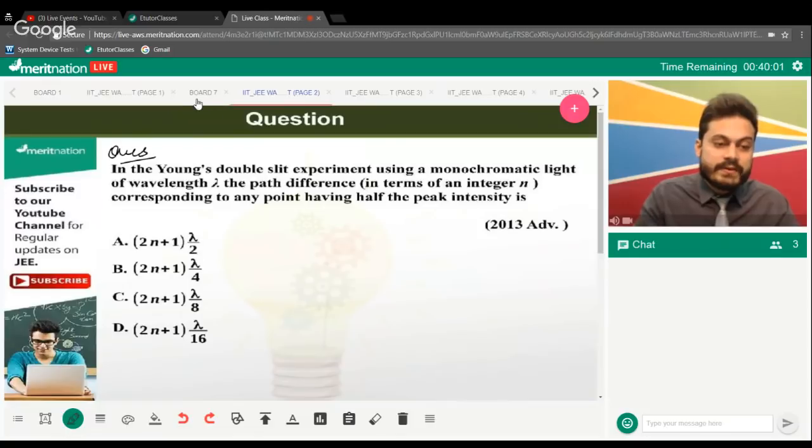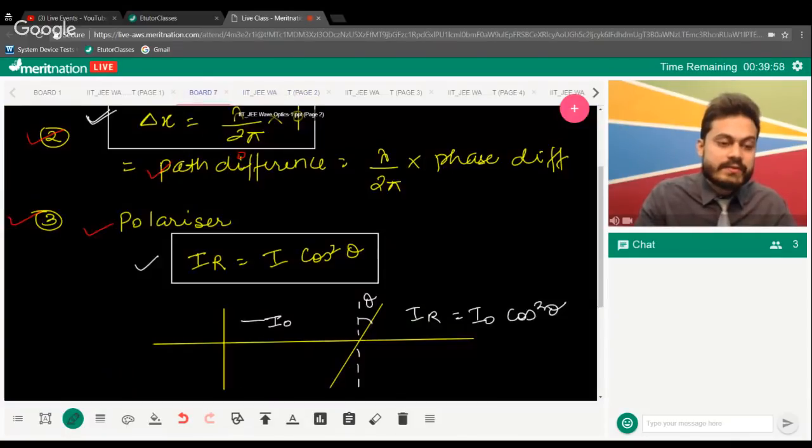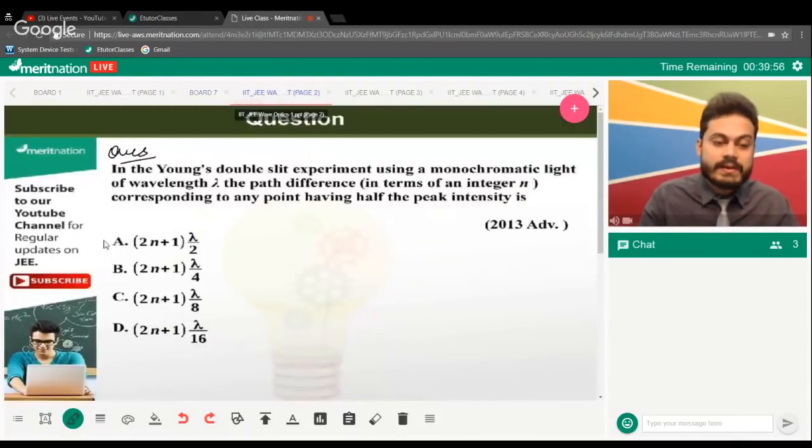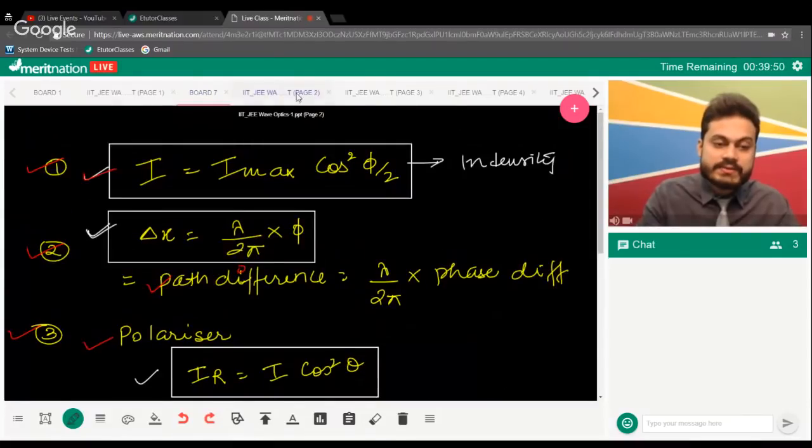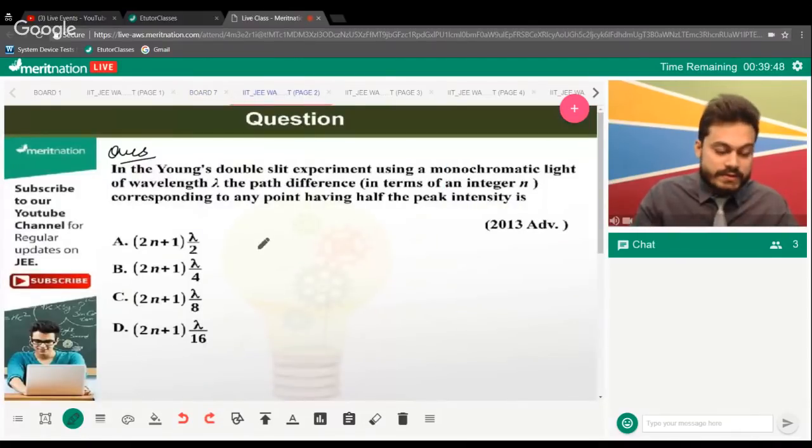So the first formula you have to apply over here. Let's see if you guys can get it. Let me know if you guys are able to relate to this one. Okay. So I is equal to I max cos square phi by 2. From there you can see I'm solving it. You guys keep watching.